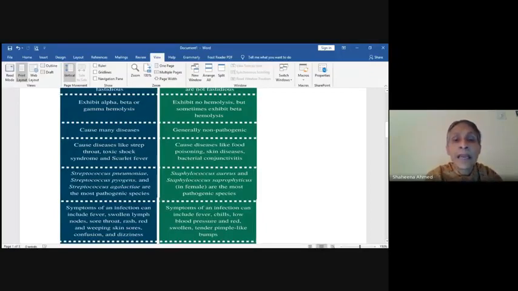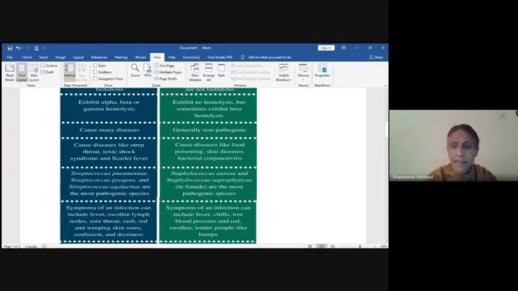Now, staphylococci exhibit no hemolysis. Some members may show some hemolysis, and of what type? Beta hemolysis. Whereas streptococci exhibit all types of hemolysis: alpha, beta or gamma. All types of hemolysis can be seen in these microorganisms.